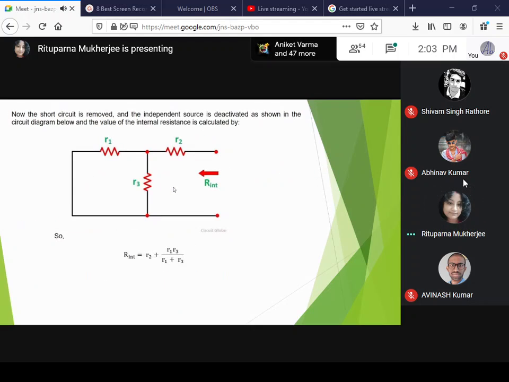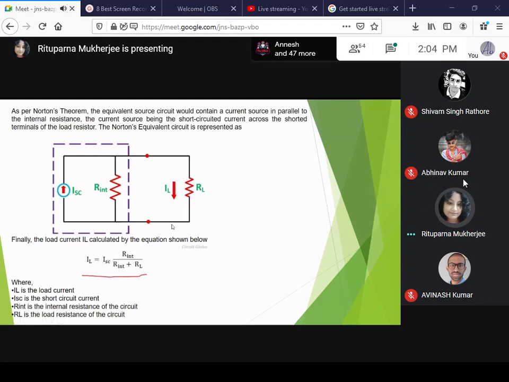Next, we have to calculate the internal resistance. This is similar to Thevenin's theorem. You just calculate it from the load end side. So Rn, calculated from this side, should be R2 plus R1 R3 by R1 plus R3. And at last you have to calculate IL, the load current. This is the equivalent circuit. Here ISC, Rn and RL are connected in parallel. So for IL, again you can use the current division rule. That means the total current ISC into the opposite resistance divided by the total resistance.